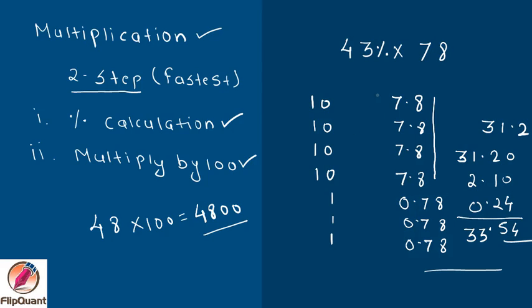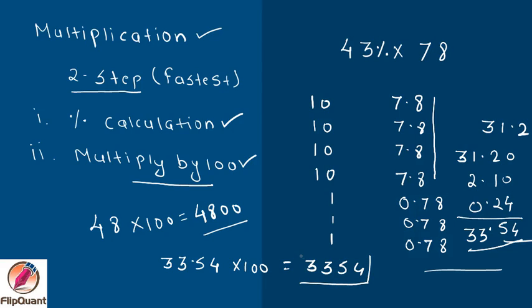So the final answer comes out to be 33.54. This is 43% of 78, and you have calculated the percentage. Now the second step is to multiply by 100. My answer is 33.54, and multiplying it by 100, the final answer I get is 3354. Understood? So the two-step method for multiplication which I have explained includes percentage calculation and then multiplying by 100. I will go through another two or three examples to help you understand this process.